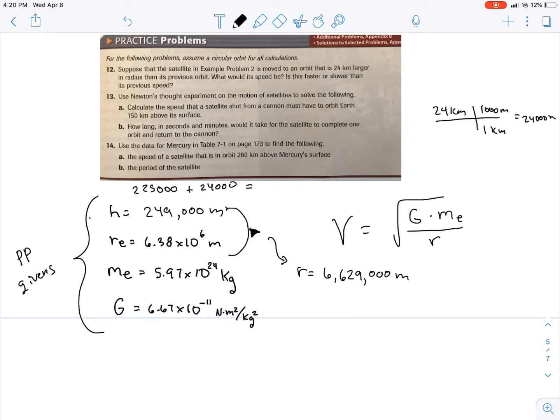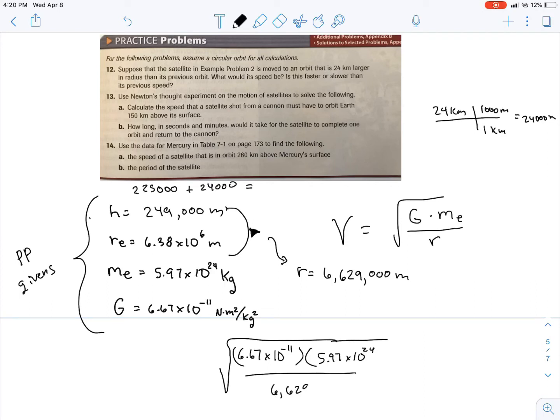Okay, now we just have to plug that into the equation. So we have, let's rewrite it over here. 6.67 times 10 to the negative 11th times the mass of Earth, 5.97 times 10 to the 24th, divided by our new R, 6,629,000.